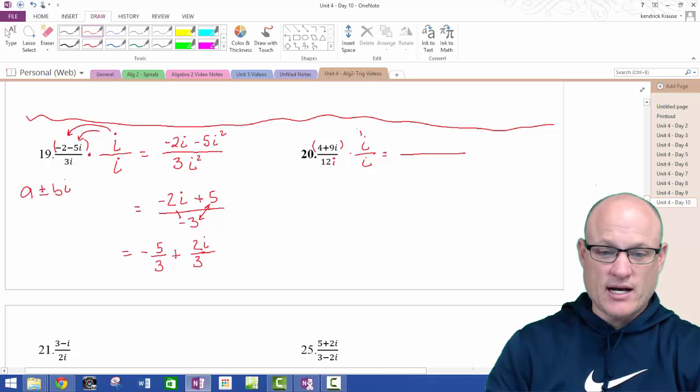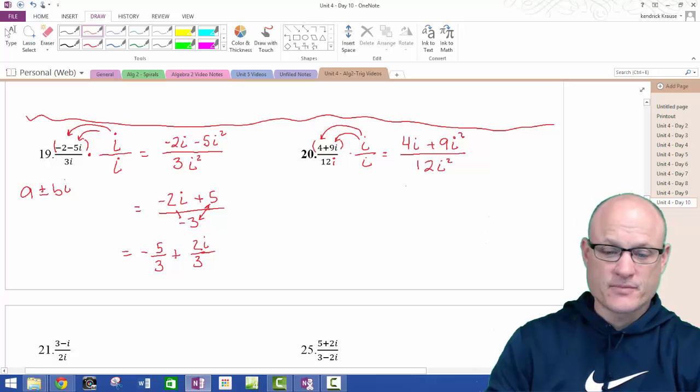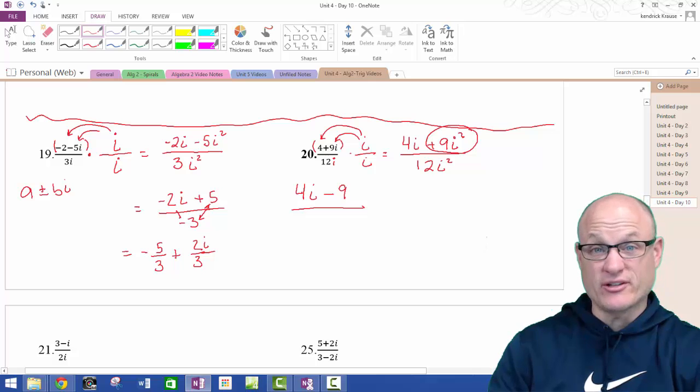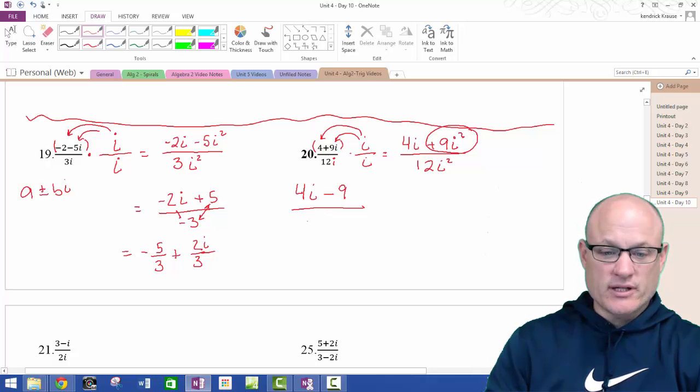All right, we're going to distribute i. So I get i times 4, which is 4i, and then i times 9i is plus 9i squared. And in the denominator, I get 12i squared. So in the numerator, I get 4i minus 9. Again, remember, multiplying by i squared is really just changing the sign, all over negative 12.